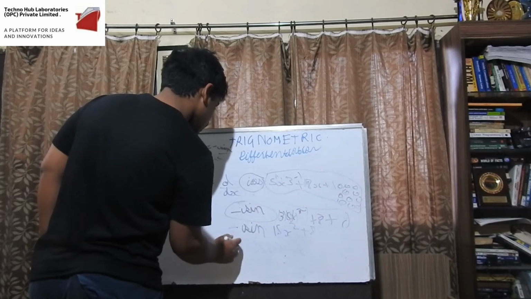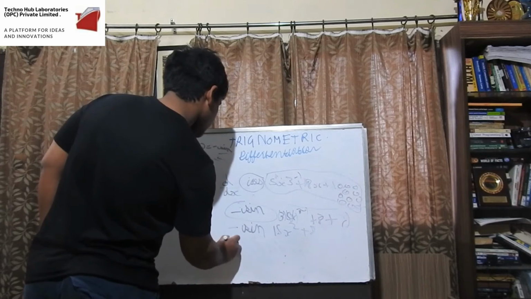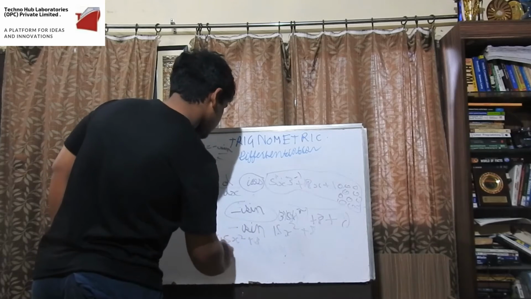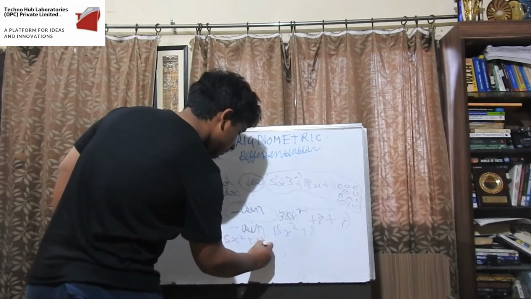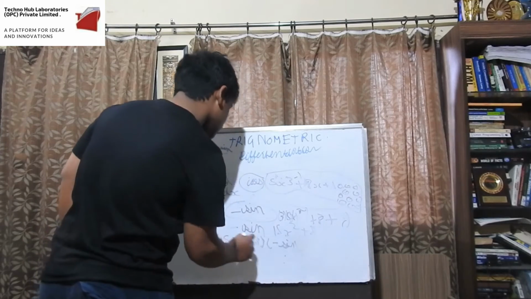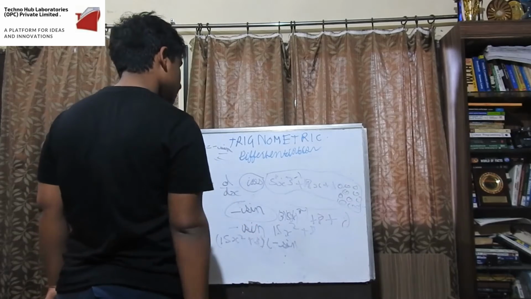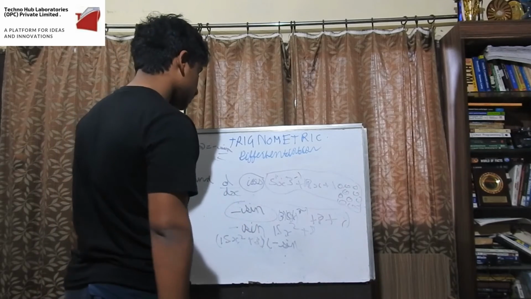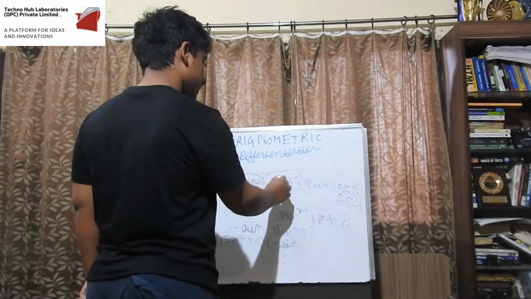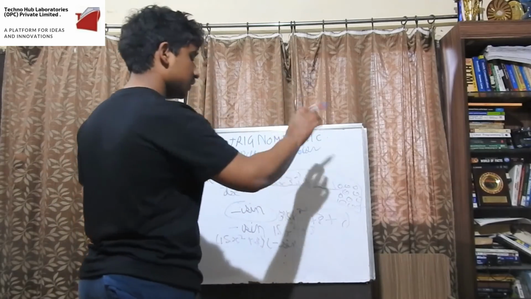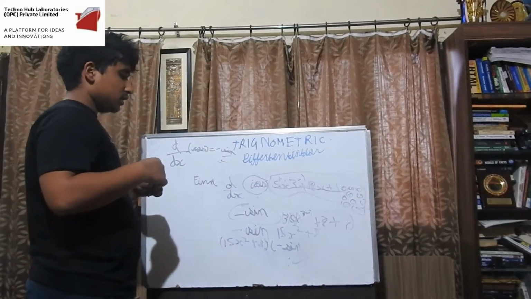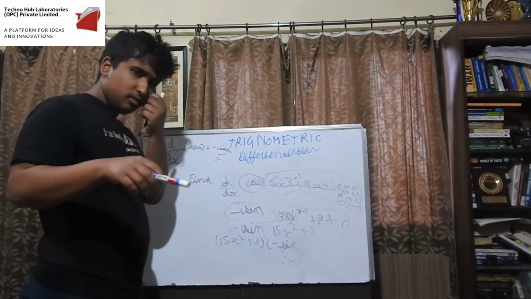Just write the 15x square plus 8 in brackets, then write negative sine and write this expression 5x cube plus 8x plus whatever the quantity is. So you will get full marks on this. Okay, so this is how it is done. So this is very easy.